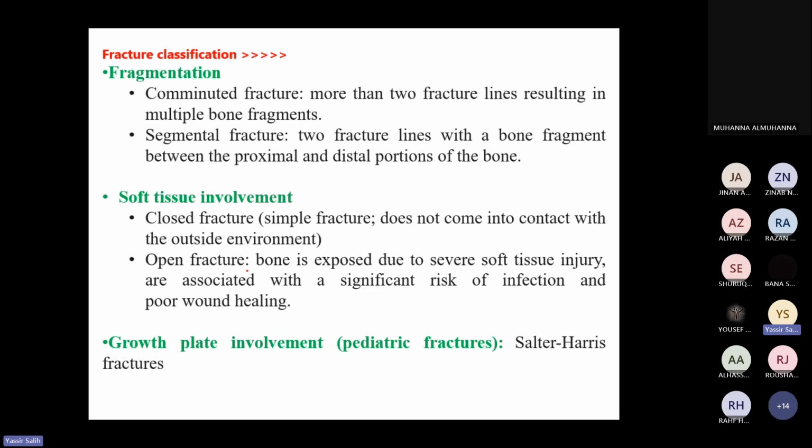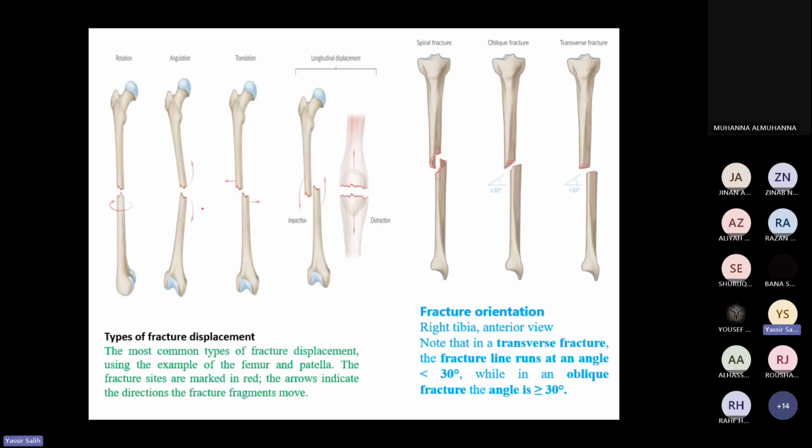Also we examine the soft tissue in the area of the fracture. Is it an open fracture, where the bone penetrated the skin and is seen outside, or a closed fracture, where the fracture is within place and has not penetrated the skin? Also you have to know how to classify the fracture in the pediatric age according to the Salter Harris classification, which we discussed in detail.